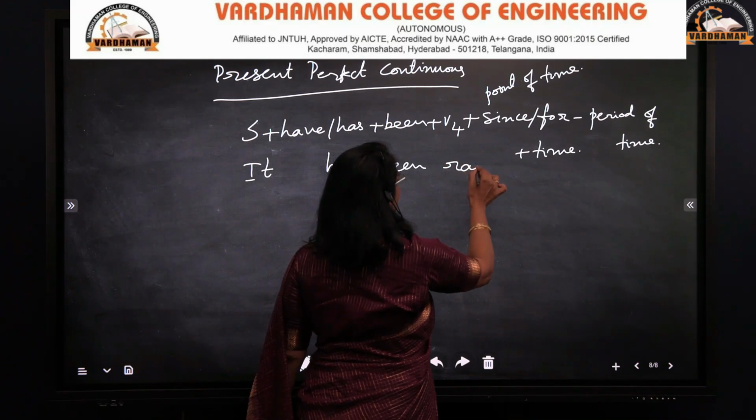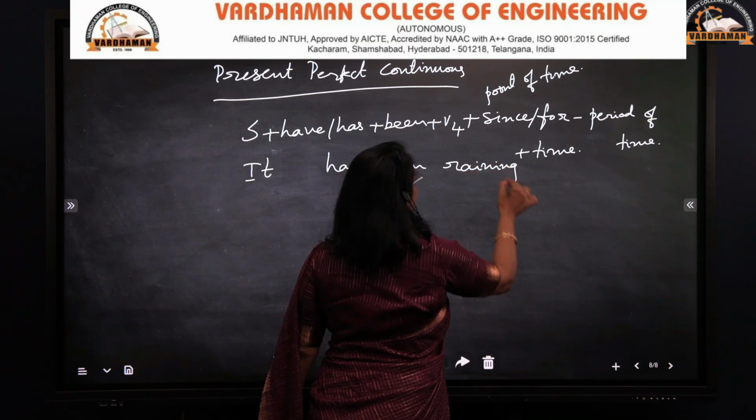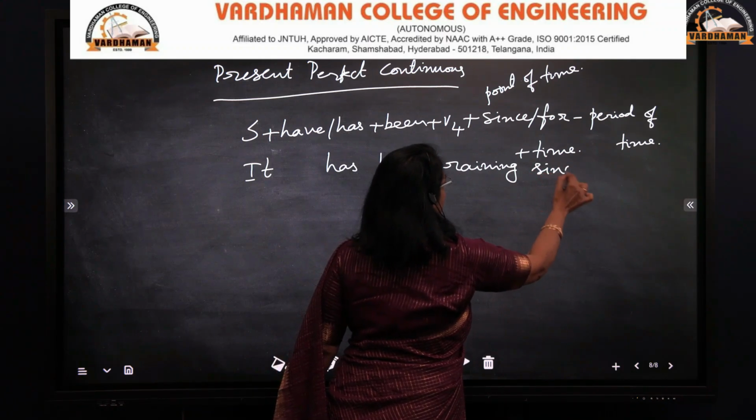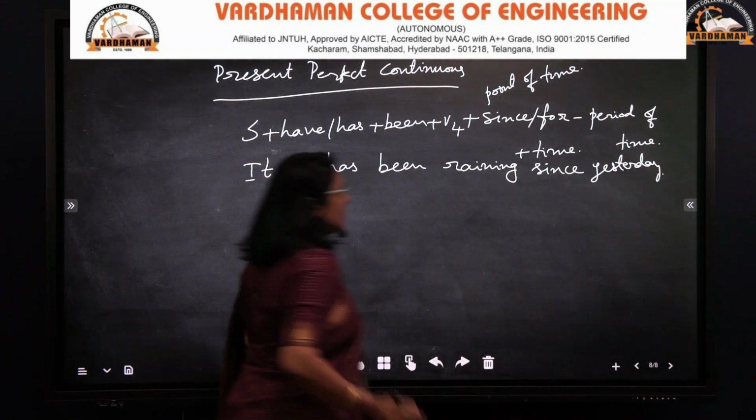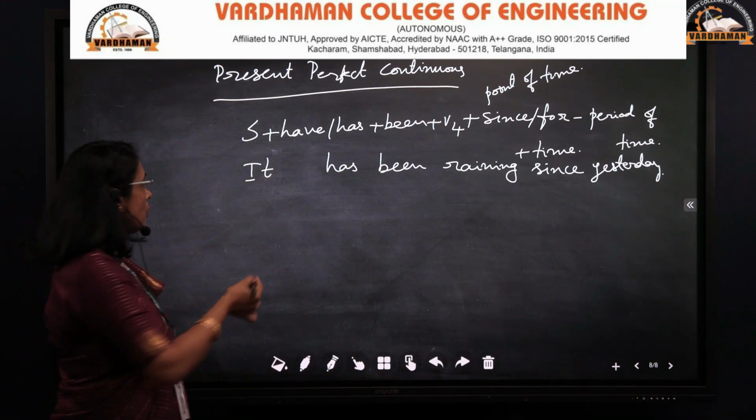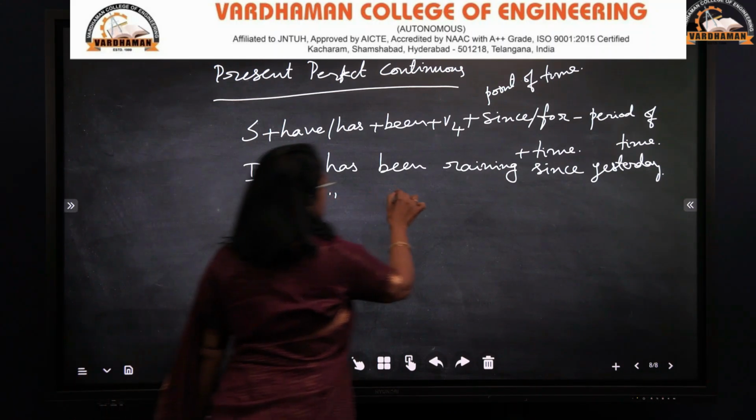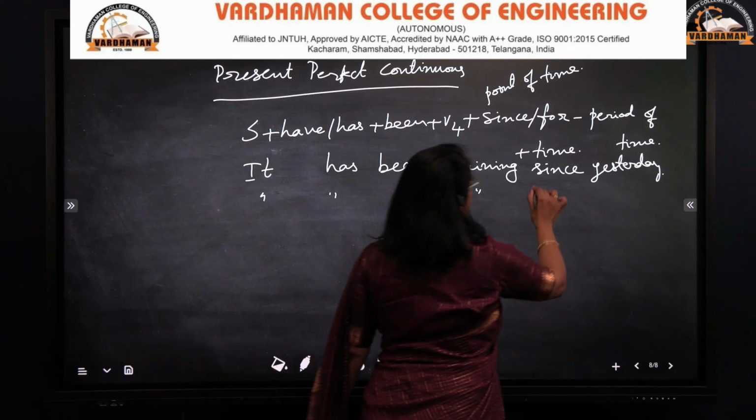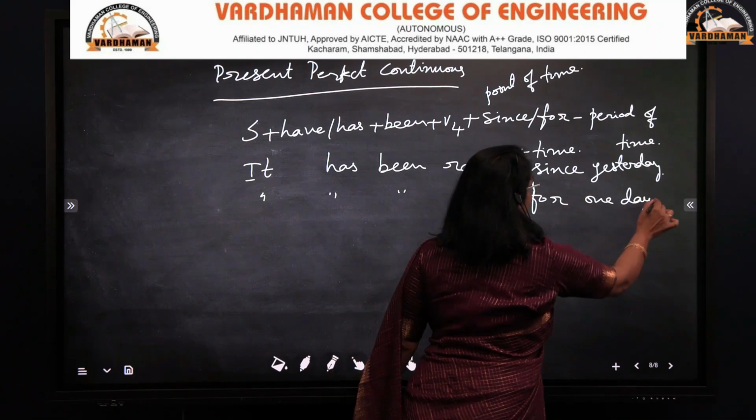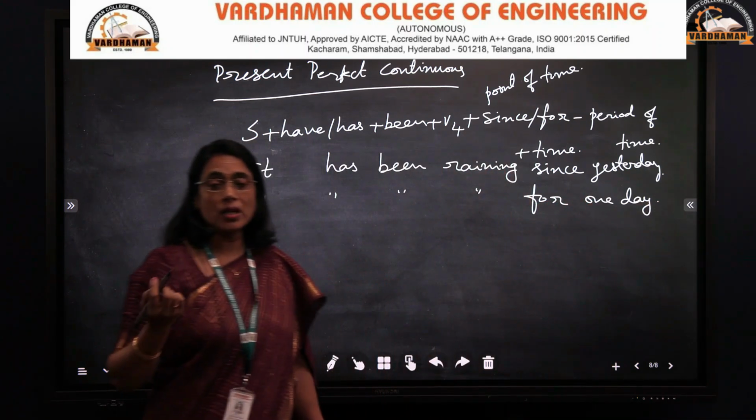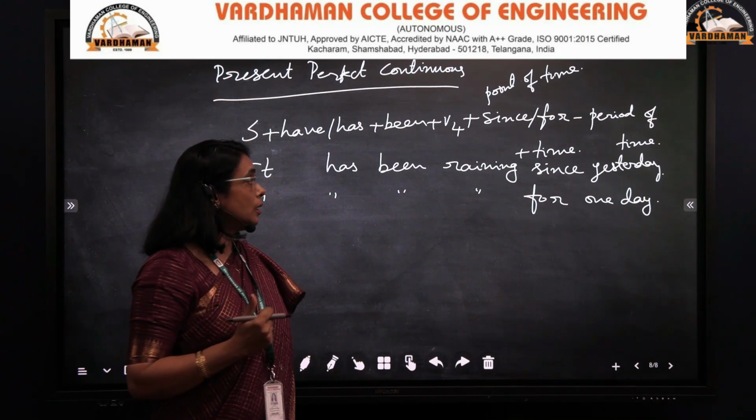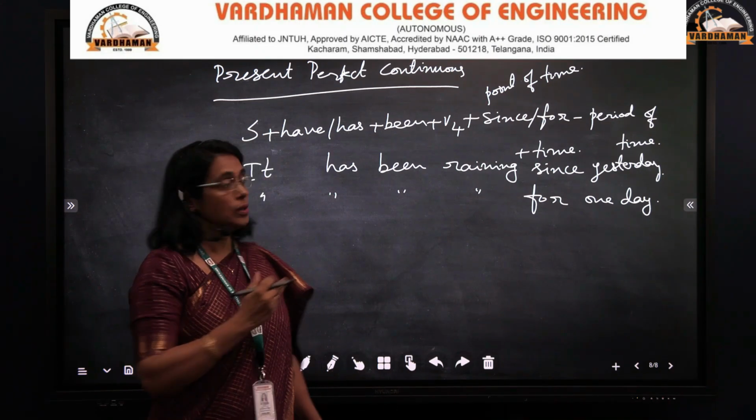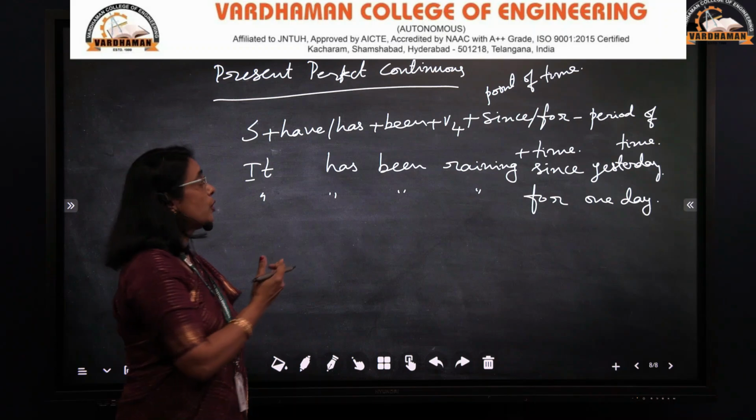It has been raining since yesterday. The same sentence can be converted into for also: it has been raining for 1 day. If you say yesterday, last week, last year and so on, since should be used. If it is a period of time, then you have to go for for. So this is something related to present perfect continuous.